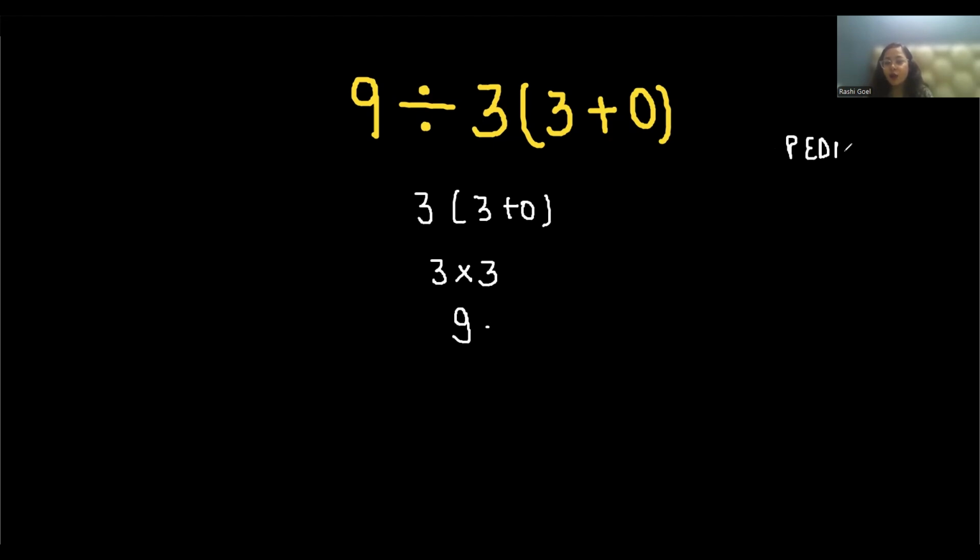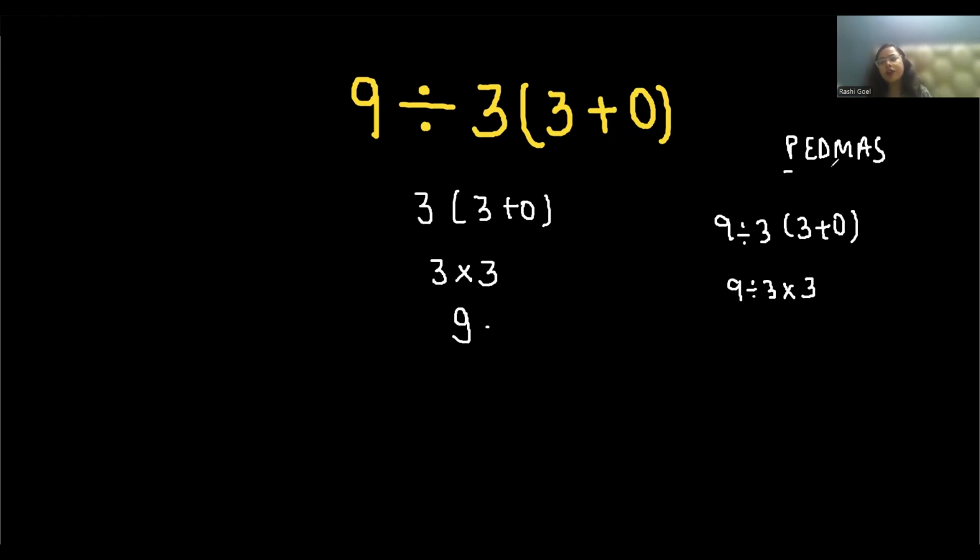So here I am going to use the PEMDAS rule, which says that you have to first solve the parenthesis. So 9 divided by 3 (3 plus 0). First you have to solve the bracket. Here 3 plus 0 is 3, and then there is a multiplication sign in between them. Now here you can use the PEMDAS rule or the PEMDAS rule both.